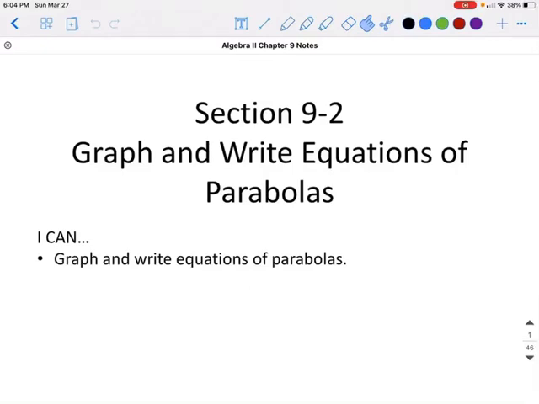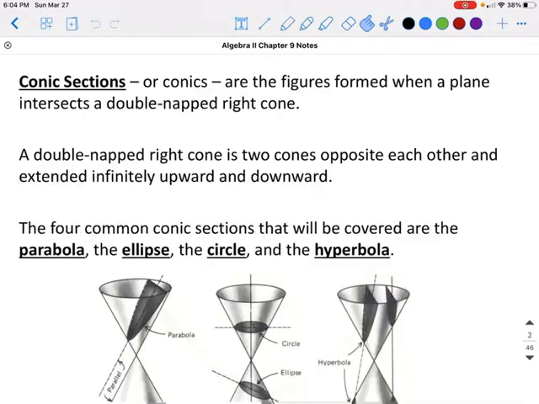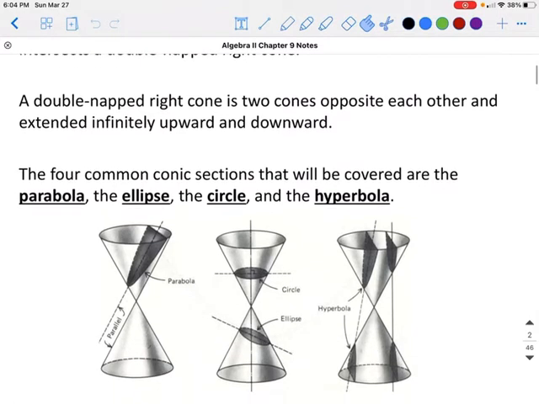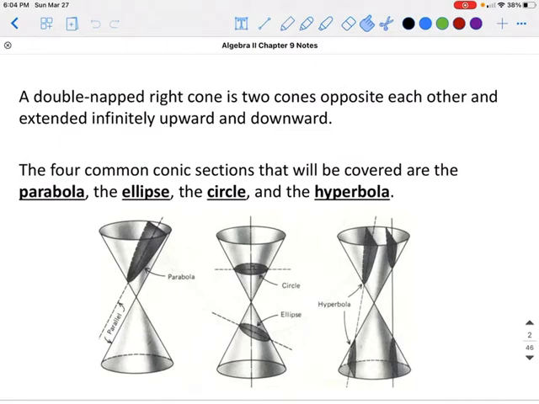This is section 9.2, graph and write equations of parabolas. Conic sections, or conics, are the figures formed when a plane intersects a double-naped right cone. A double-naped right cone is two cones that are opposite of each other and extend infinitely upward and downward.